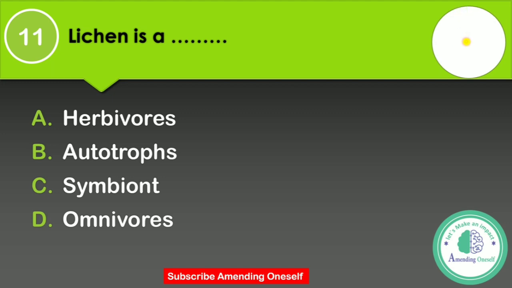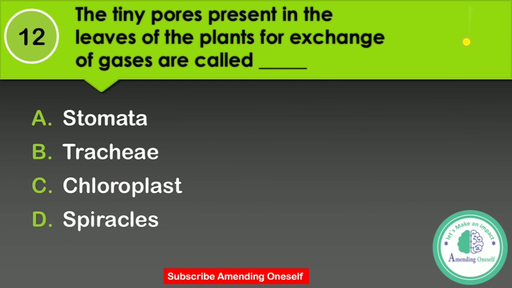Time's up. Question number 12. Tiny pores present in the leaves of the plant for exchange of gases are called. Option A, stomata; option B, trachea; option C, chloroplast; or option D, spiracles. A little bit familiar question. Option A, stomata; option B, trachea; option C, chloroplast; or option D, spiracles.